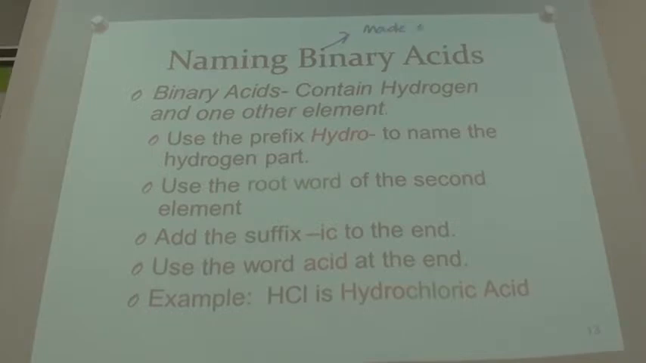Okay. Before you write this down, can you define a binary acid? Made of just two elements. Tell me what monoprotic means. One hydrogen. It has one hydrogen. All right.